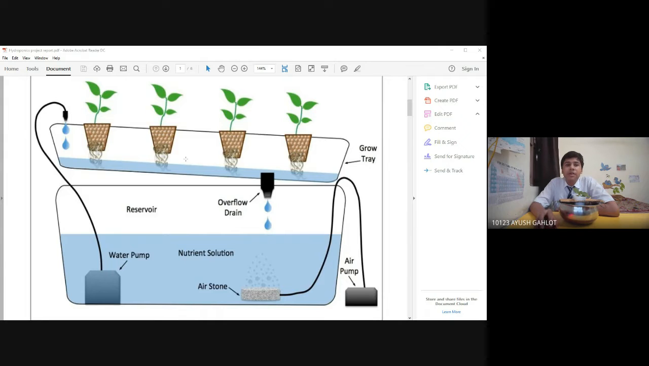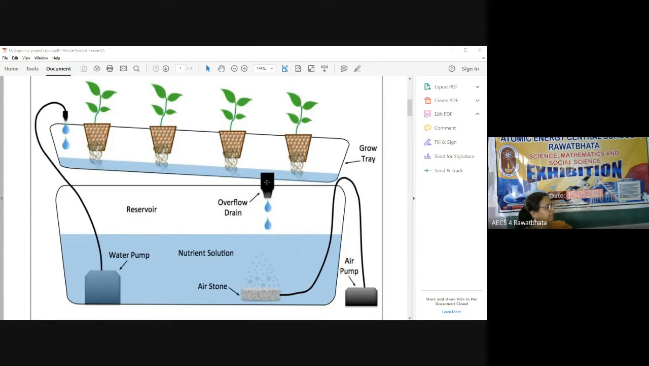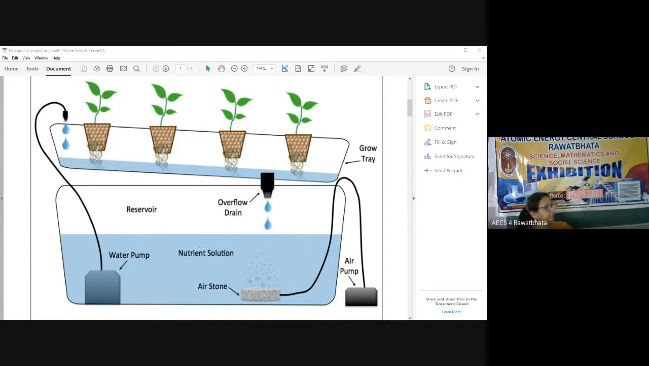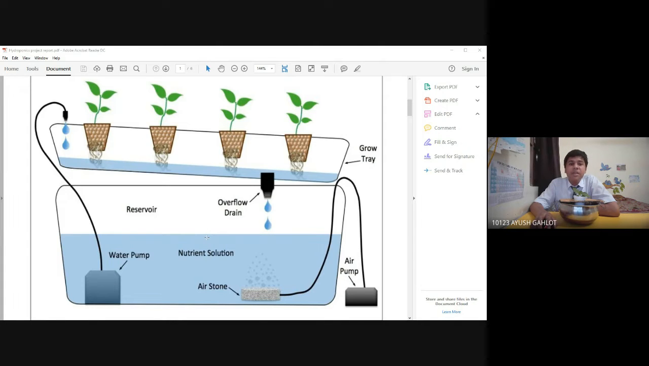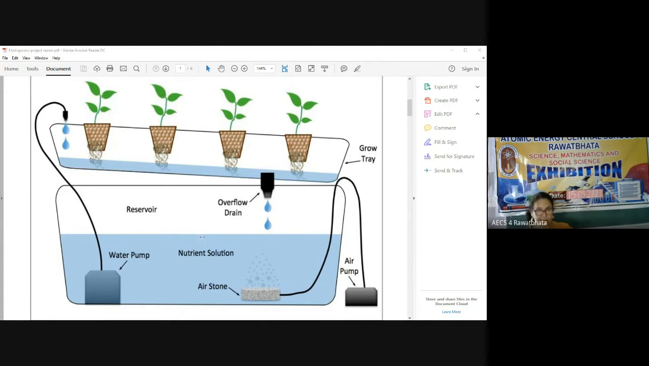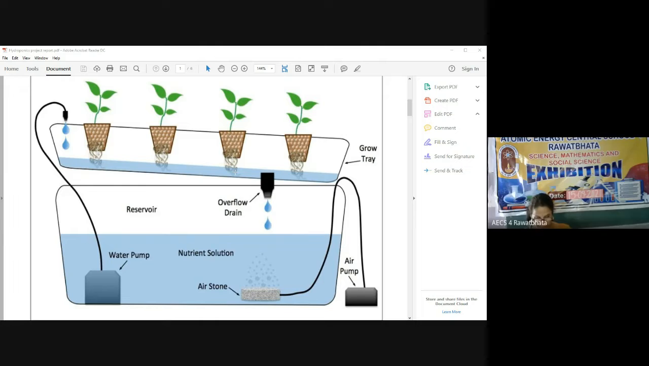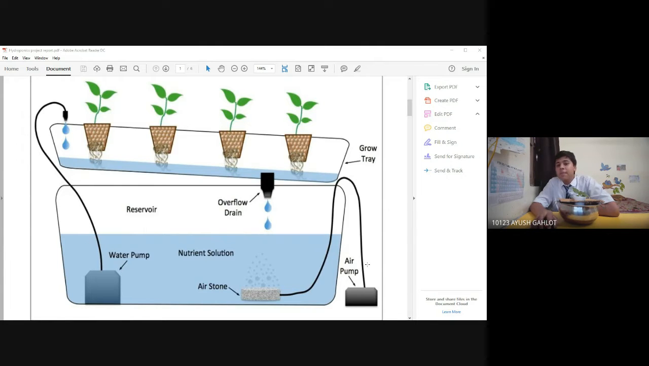And this water again reaches to the reservoir, and actually there is one thing missing in the diagram. A machine is there which mixes nutrients continuously in the solution and maintains its level, as the nutrients are getting used by the plants and becomes less. And this air pump pumps the air in the water and makes it aerated so that the plant root can breathe.